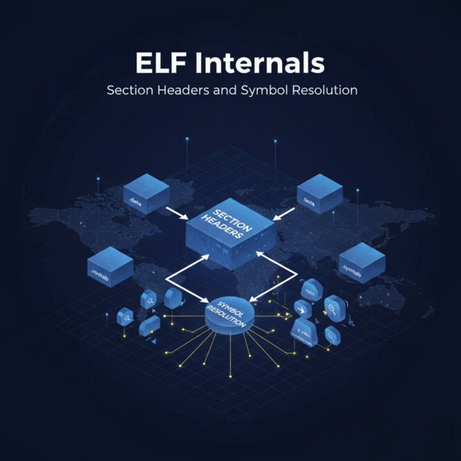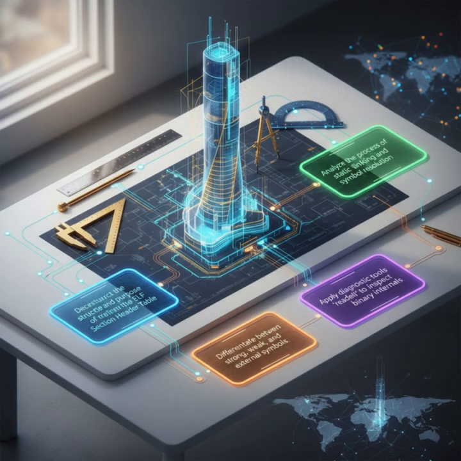This session is designed for senior engineers and architects who need a deeper understanding of how their C++, Rust, or Go code truly operates under the hood. By the end of this session, you will be equipped to, first, deconstruct the purpose and structure of the ELF section header table, identifying critical sections like .text, .data, and .bss. This is the blueprint of your compiled binary.